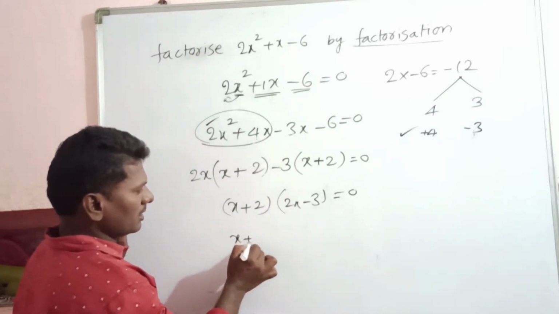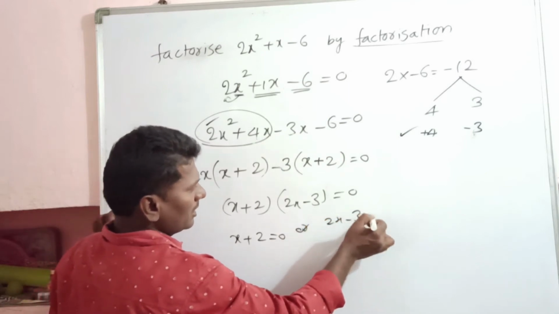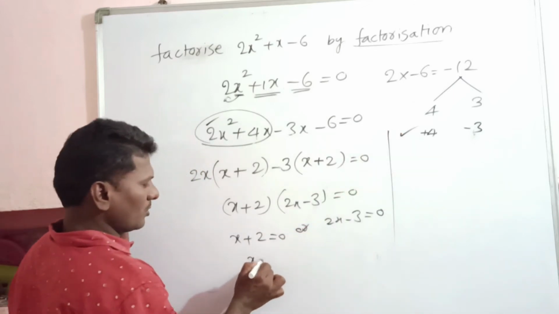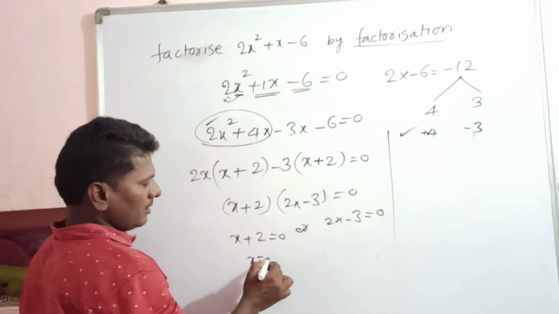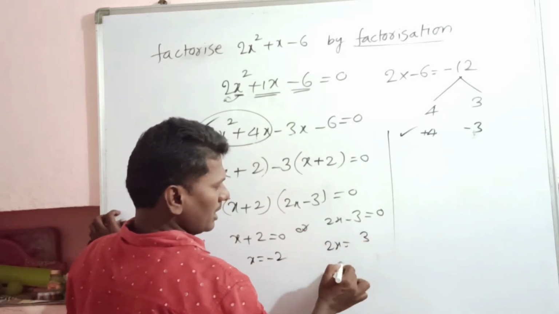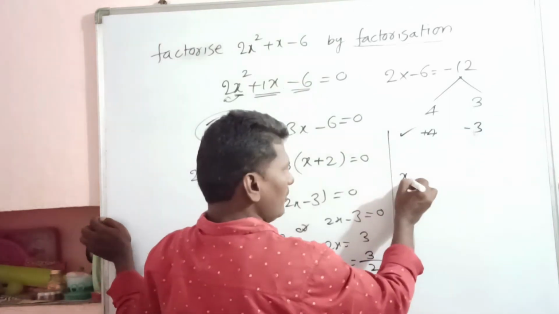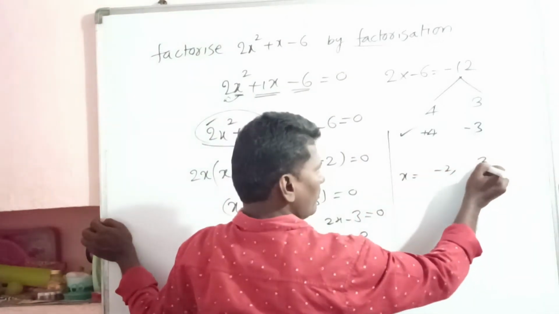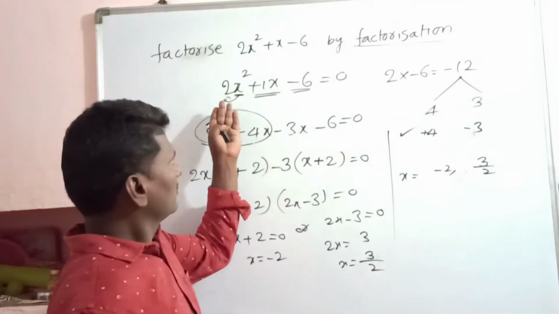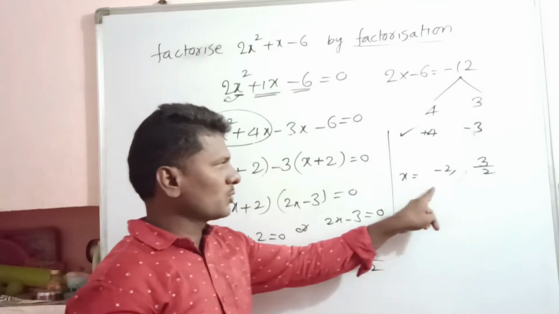Now we write like this, x plus 2 is equal to 0 or 2x minus 3 is equal to 0. From this x is equal to, 2 goes that side and becomes minus 2. 2x is equal to plus 3, x is equal to 3 by 2. Finally we got minus 2 and plus 3 by 2. These are the roots of this quadratic equation, minus 2 and 3 by 2.